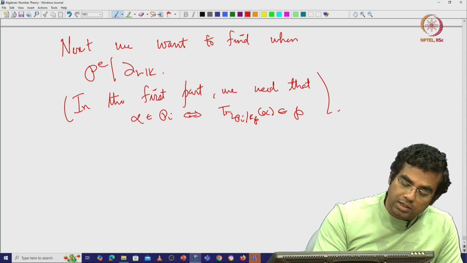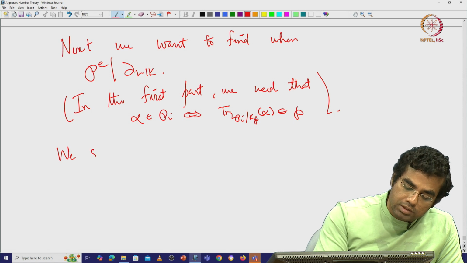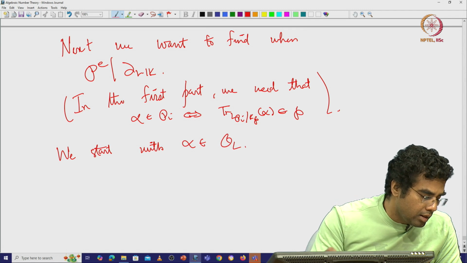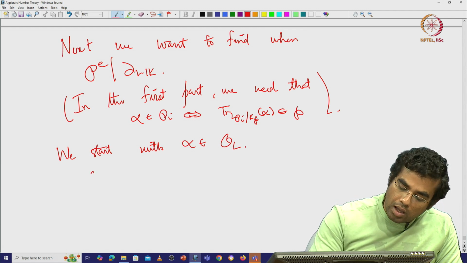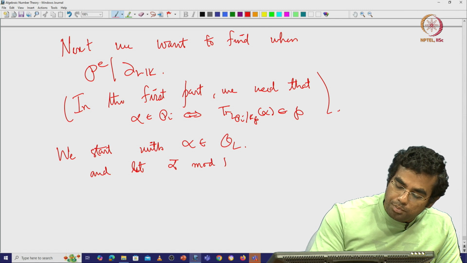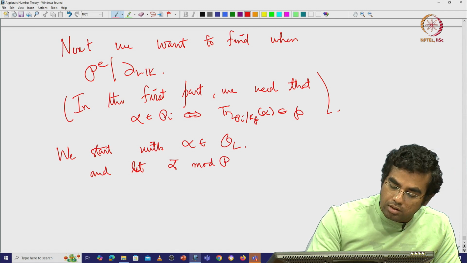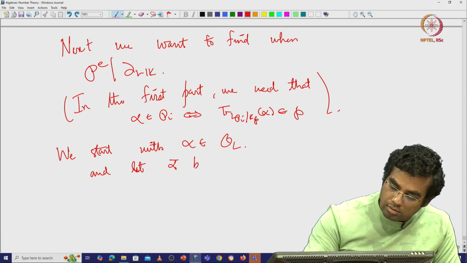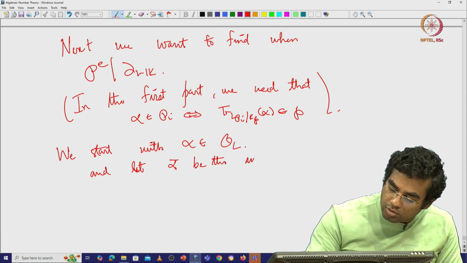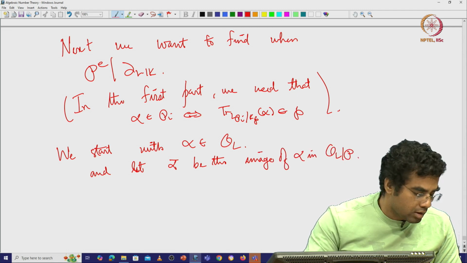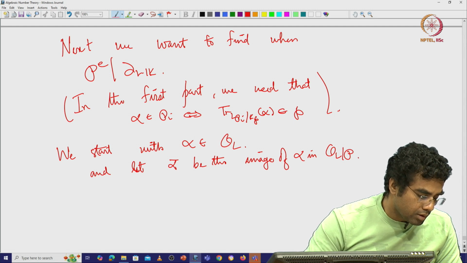Okay. So, now instead what we do is we start with alpha in O_L and let alpha bar be the image of alpha in O_L mod capital P, right.